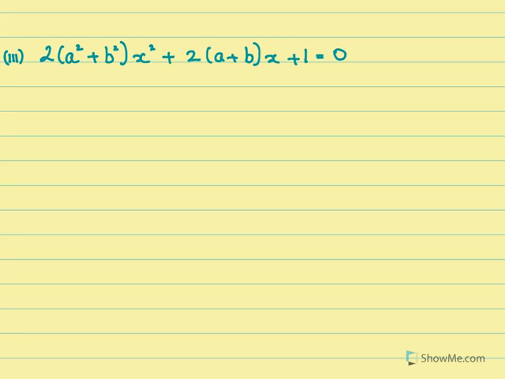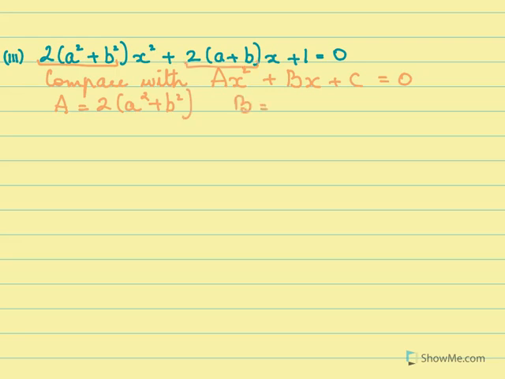Now here is the next one, and as it goes, we compare with the general form. Now here when we are comparing, again the a has already been used up, so we take capital A square, Bx plus C equal to 0. On comparing, I will get my A, that is 2a square plus b square. This was B, the coefficient of x, that is 2a plus b, and this is C.